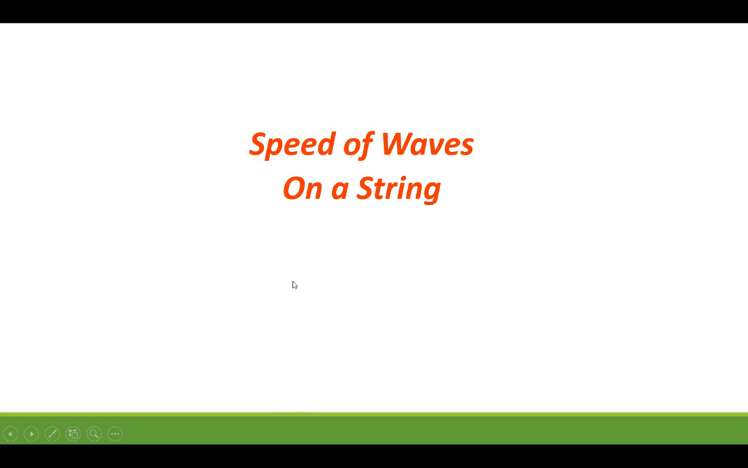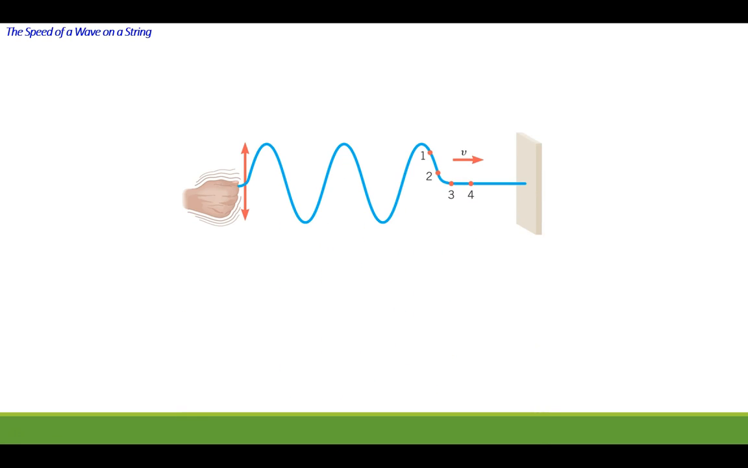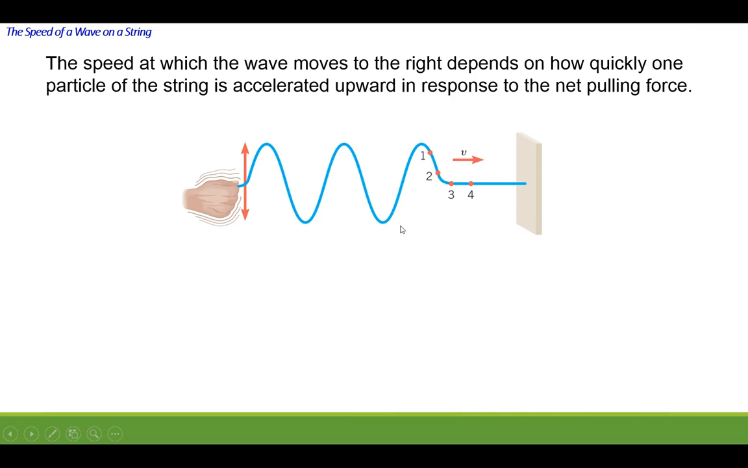Today we'll be talking about the speed of waves on a string. Alright, so we have a string here and we're creating a simple harmonic motion and a wave pattern on the string. And how fast this pattern moves depends on the properties of the string and also the tension of the string. We're going to try to investigate why.